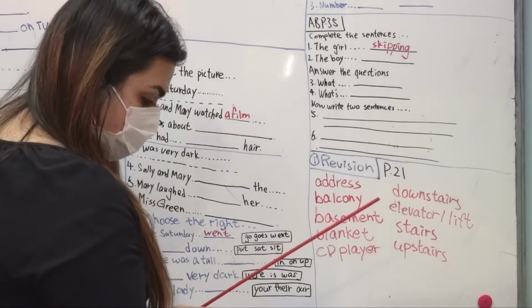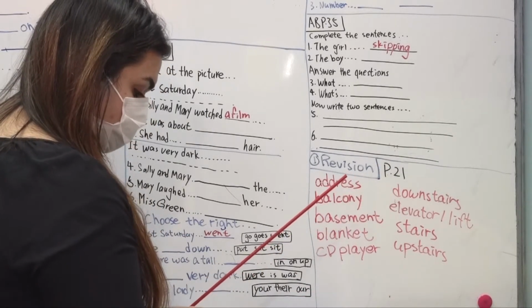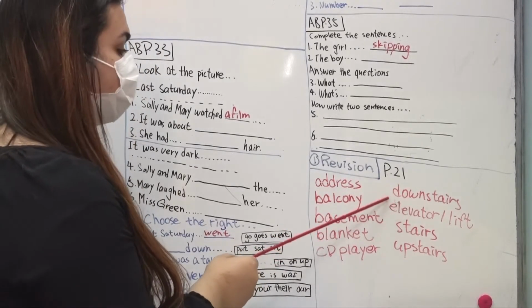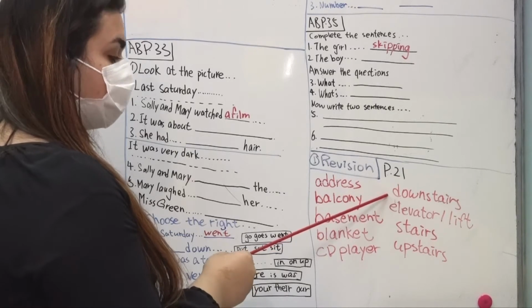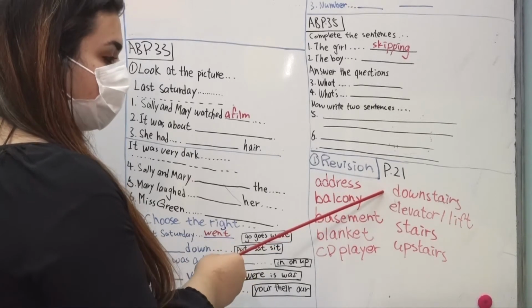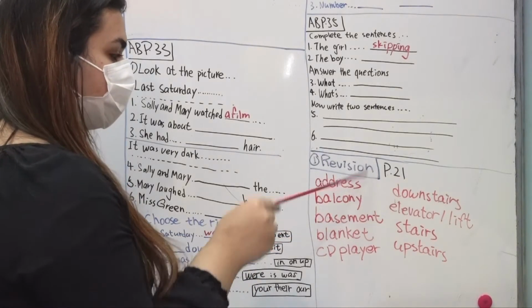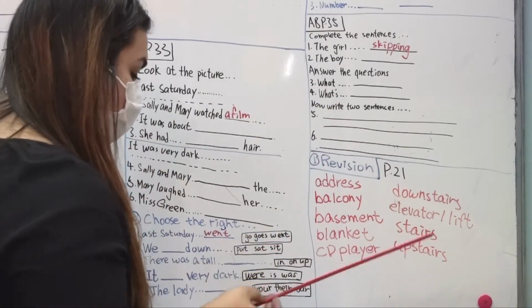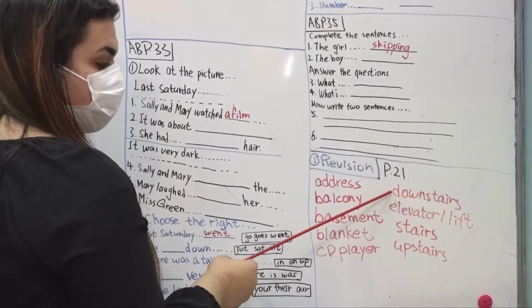This one should be number 6. Okay, number 6, that is in your book, okay? That's called downstairs. Downstairs. When you're going down, that's called downstairs, right? Let's spell it.